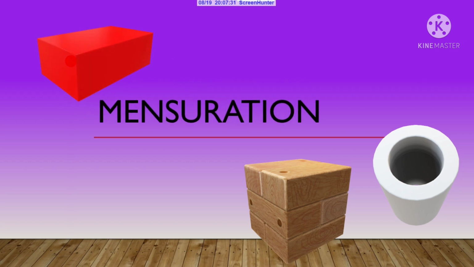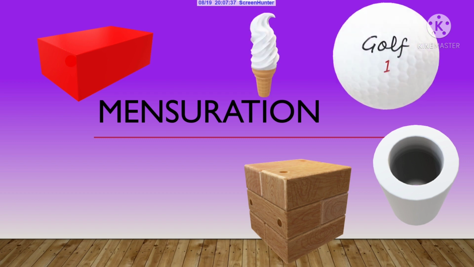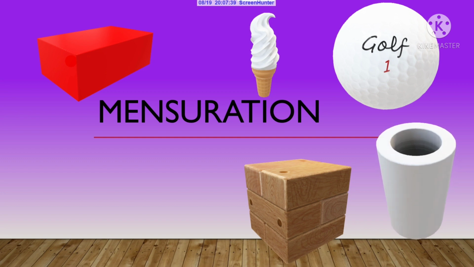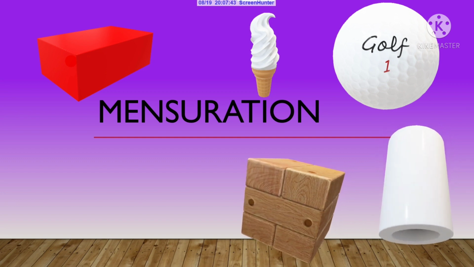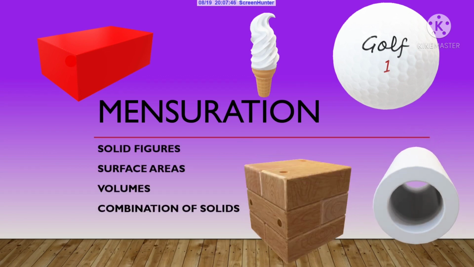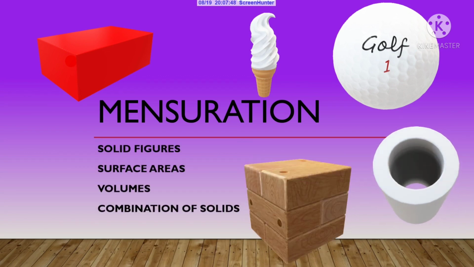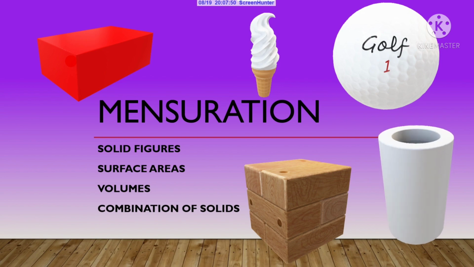Here you can observe some figures, some solid shapes. What are they? We can see such things in our real life. In this chapter, we are going to learn about the solid figures and their surface areas, volumes, and the combination of solids.